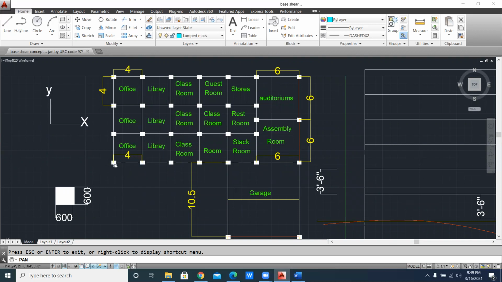I have already told you that this section is normally in feet. If you measure the dimension, that is normally in feet, but I am converting the feet into meters. This is just an example to make you understand how we will apply the seismic load manually. Here you will see that this is the office, this is the library, this is the classroom, this is a room, this is the strike room, this is the assembly room.